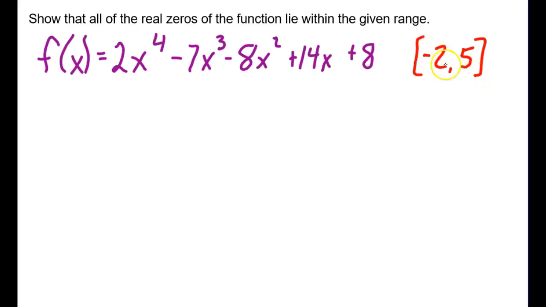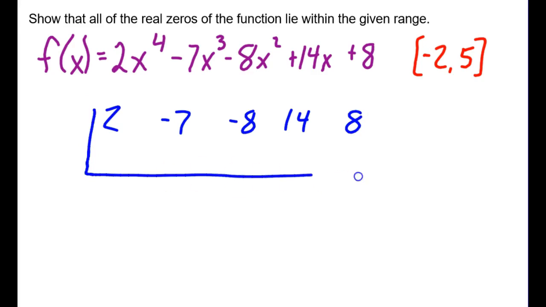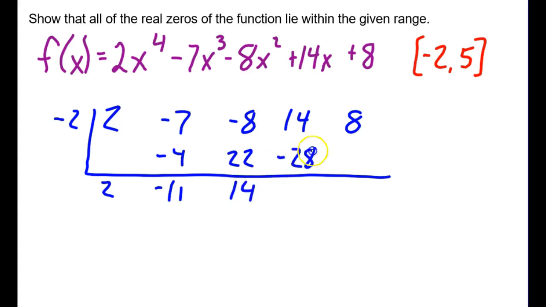First we're going to check whether negative 2 is a lower bound. We take our coefficients from our polynomial, 2, negative 7, negative 8, 14, and 8. We're going to use synthetic division and look at what happens to the signs on all of our terms that end up in the bottom. Check with negative 2, bring the 2 down, multiply diagonally, add vertically, and multiply the last step to get 28 and 36.